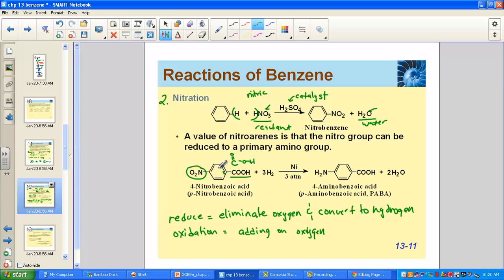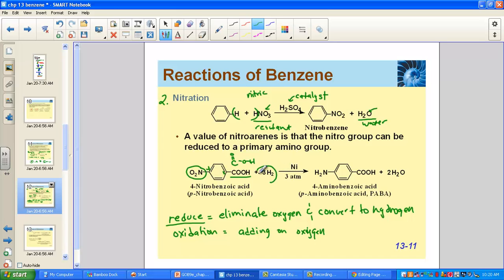So here is carbon 1 in our benzene ring, and at position 4 we have a nitro group. The name of this compound, 4-nitrobenzoic acid. Knowing that it is a benzene ring with simply 2 substituents, we could call it para-nitrobenzoic acid. We want to reduce the nitro group.